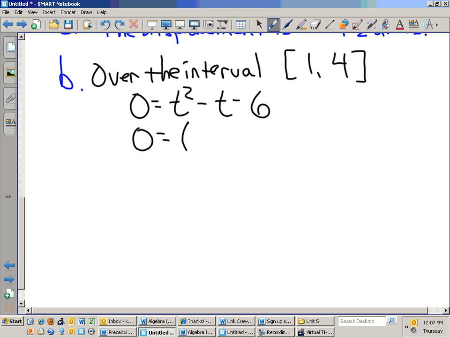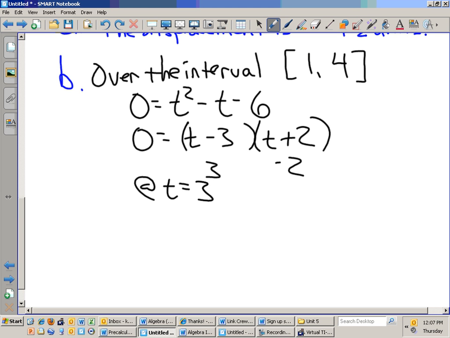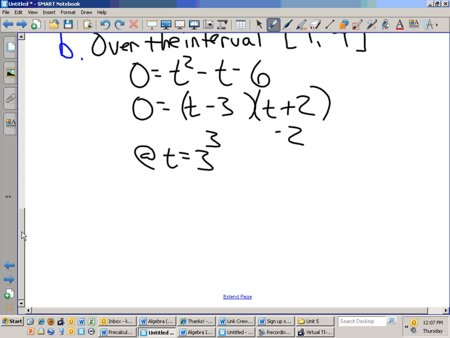Was it factor 2? T minus 3, t plus 2. So that gives me solutions at 3 and negative 2. So at t equals 3 is when it changes from positive to negative. Right? So in order to find the whole area, I have to break up the positive portion and break up the negative portion.